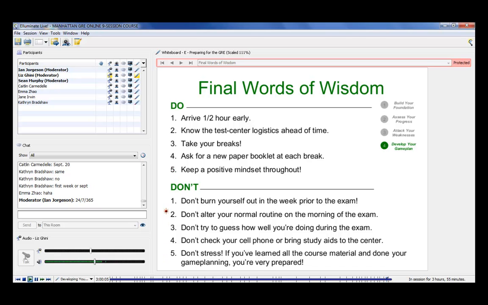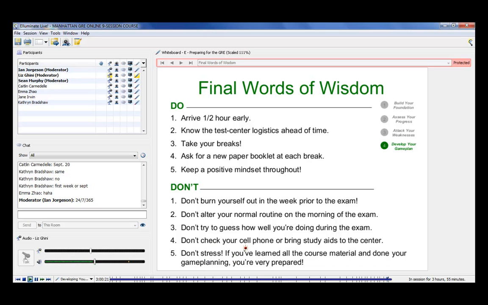Okay, so all of this stuff about not burning yourself out, altering your normal routine, you know, don't worry about the trajectory and don't add to your stress. Don't create stress. We create stress. Really try not to create stress.